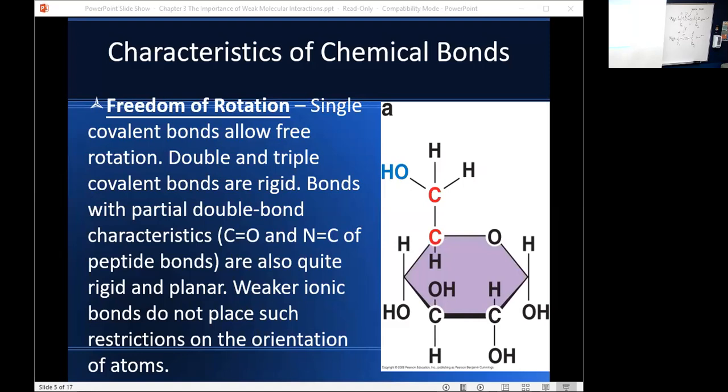Now, again, the whole reason for making this point is to compare these to the weak chemical bonds, which is really the whole point of this chapter, to talk about weak chemical interactions. Weaker ionic bonds don't place such restrictions on the orientation of atoms. We don't find any weak chemical interactions that place restrictions on rotation around the bond. They can all pretty much freely rotate.